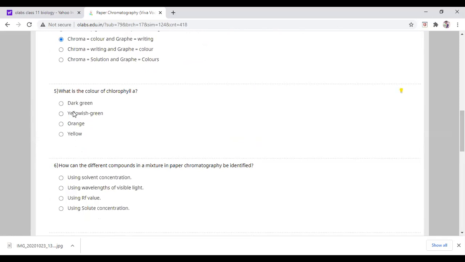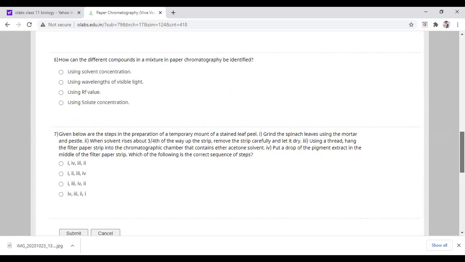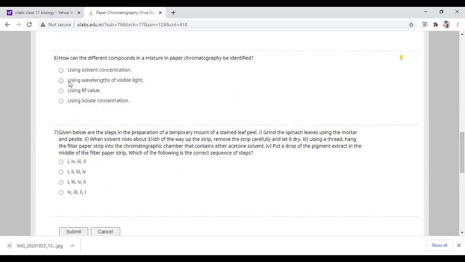What is the color of chlorophyll A? Chlorophyll A, which color is it? Yellowish green. Now, how can the different compounds in a mixture in paper chromatography be identified? Using RF values. Okay.